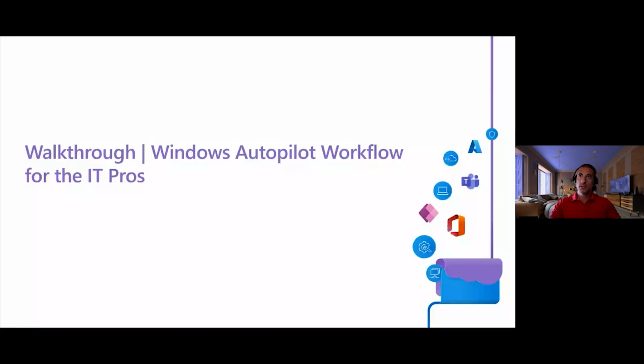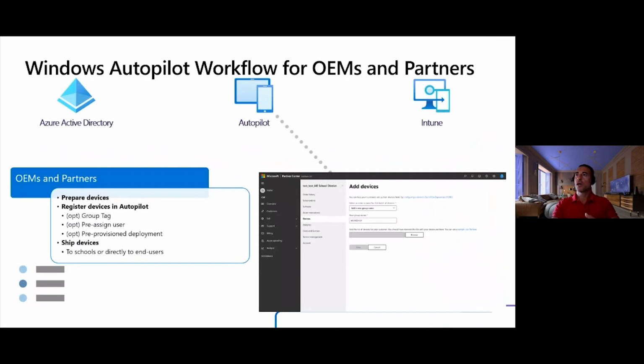Now, let's see what is the process. So what is the flow for OEMs and partners? The OEMs and partners must make sure that they ship devices according to the requirements defined by the IT Pro, like the operating system version, the presence on the device of the TPM, with the device health attestation in the case of pre-provisioning, which is a requirement. And it's also a requirement for Autopilot self-deploying mode.